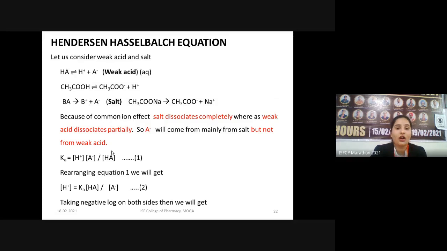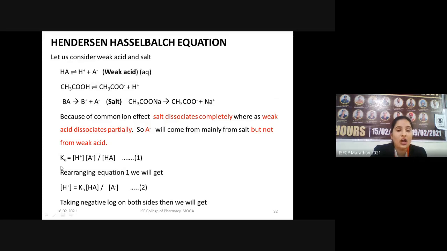We will be applying the equilibrium condition here. In the first equation, HA gives H positive ions and A negative ions. So we will be applying the equation of equilibrium here. What we get is Ka, that is the dissociation constant for an acid, equal to the concentration of the products divided by the concentration of the reactant. So the products are the ions, that is H positive and A negative, divided by the concentration of the acid, that is HA.